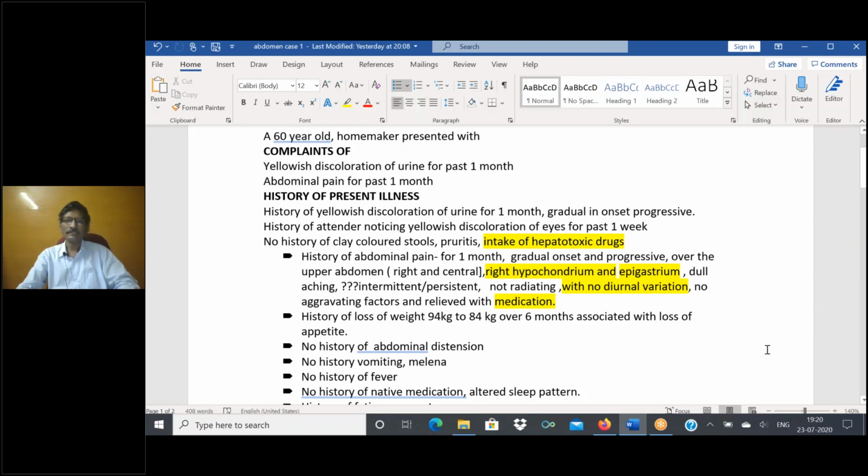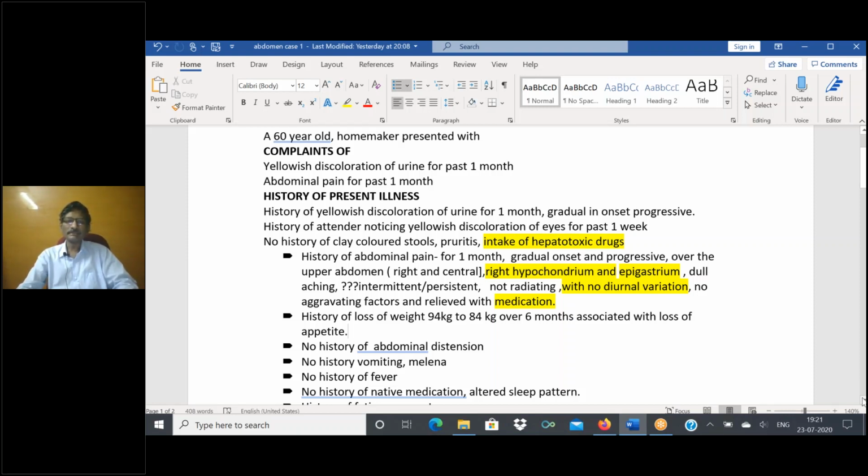Then you have told history of loss of weight, 94 kg to 84 kg over 6 months, associated with loss of appetite. When you document it, be clear whether the patient really measured it, and whether it was also appreciated by the relatives. When you put a number, confirm whether the patient has actually measured and verified. Okay.